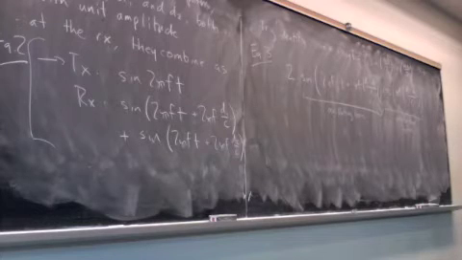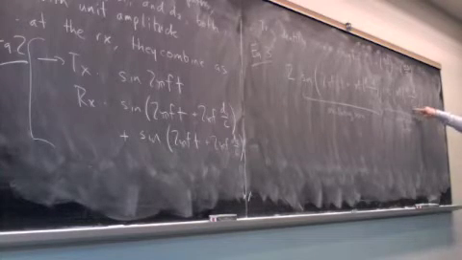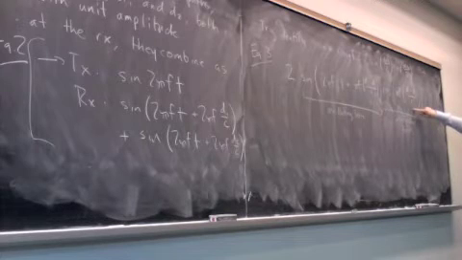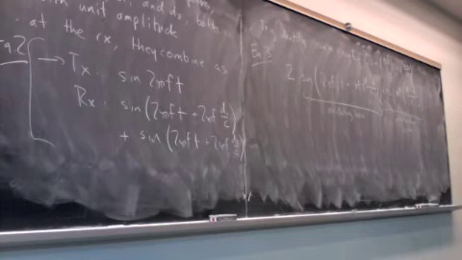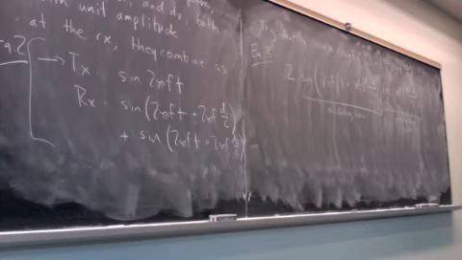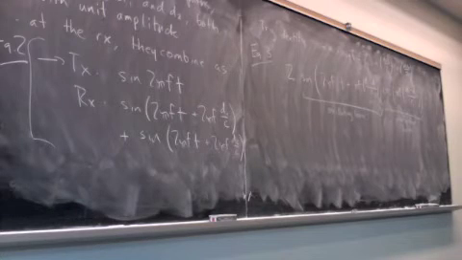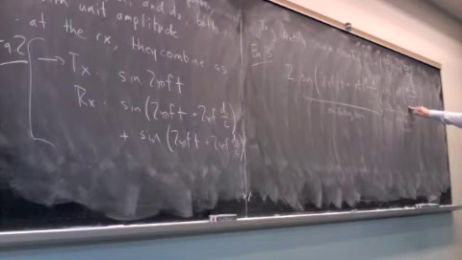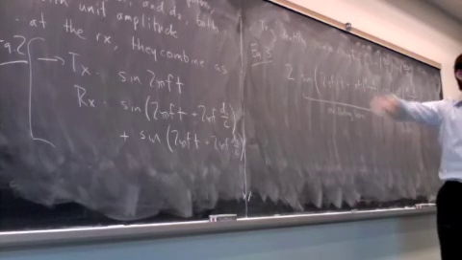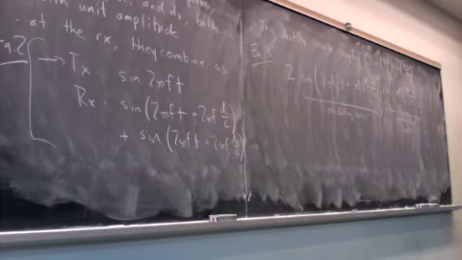The worst case scenario is when this is 0. When is this 0? When's cos 0? Cos is 0 when the argument is pi/2. So that will happen if d1 minus d2 is equal to c over 2f. Anyway, if that happens, this is 0, so 0 times this is 0, so you'll get complete destructive interference, and that will go away.